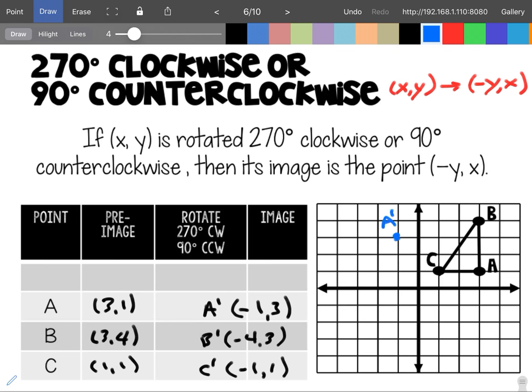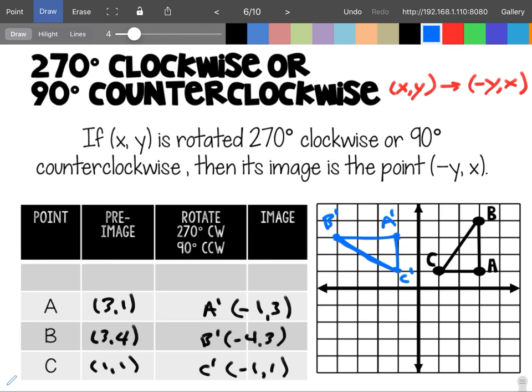I lost my A prime. So there's A prime. Okay, let's plot B prime and C prime. B prime, that image point, is 4 left, 3 up. So 4 left, 3 up. That's B prime. And then C prime is 1 left, 1 up. So that's right there. That's C prime. And then we just connect the dots again. And there we go.